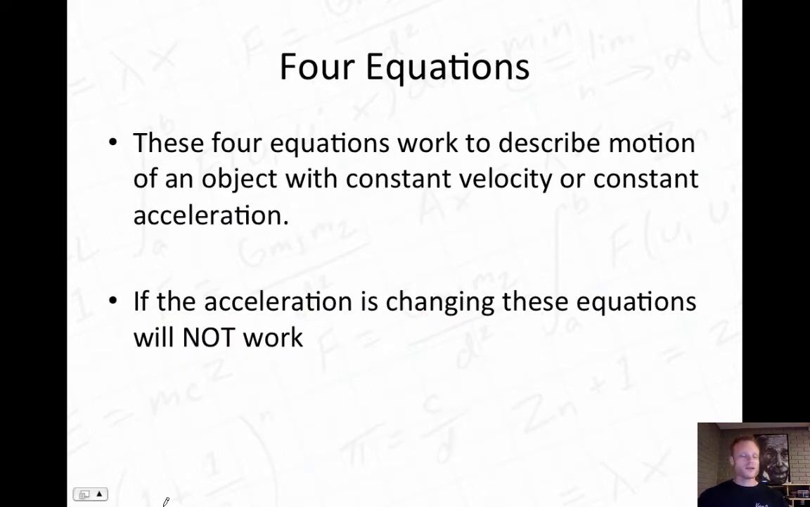The 4 equations that we're going to talk about in the very near future work to describe the motion of an object with constant velocity or constant acceleration. The big thing to keep in mind, and we won't see it happen in this course, or at least right now, is if the acceleration is changing, none of these equations will work. So either you have a constant acceleration or you have no acceleration at all. It can't be a middle ground in between them, okay?